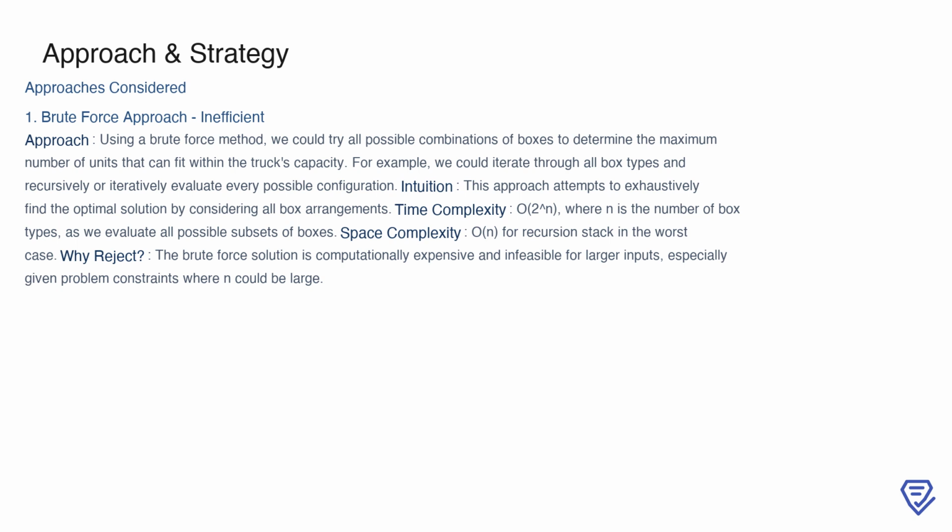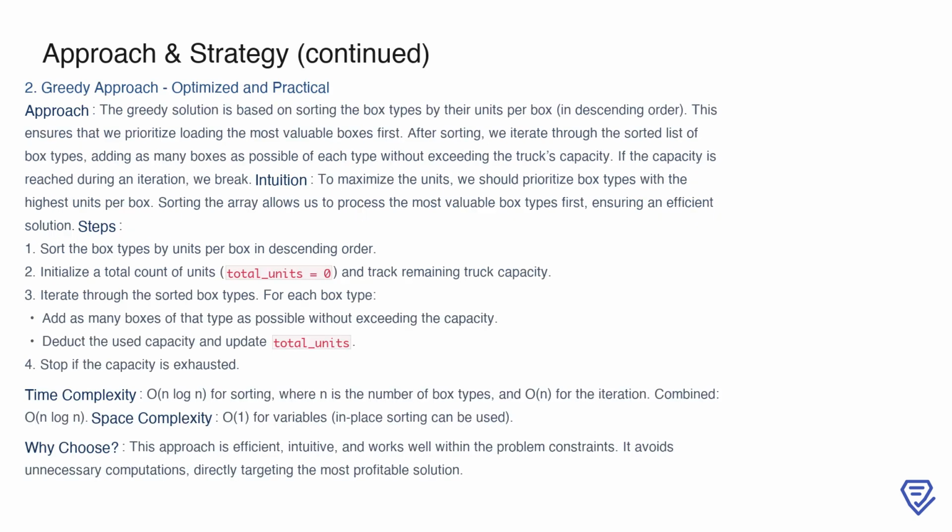Given the constraints of this problem, such as the potential for n to be large, this approach is not feasible and is therefore rejected in favor of more efficient solutions. A much more efficient alternative is the greedy approach, which is optimized and practical for this problem.